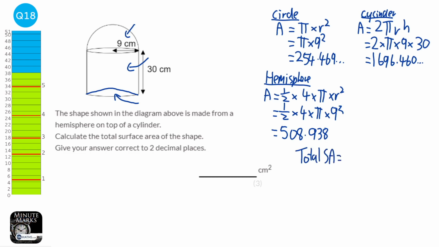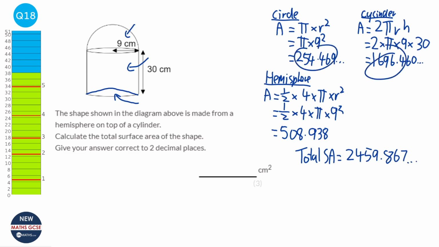And so the final thing is to work out the total area, so total surface area. And we're just going to add up all these numbers together. So we add up the 254.469, the 1696.460, blah, blah, blah, and the 508.938, blah, blah, blah, blah, blah. And we get 2,459.867, blah, blah, blah.